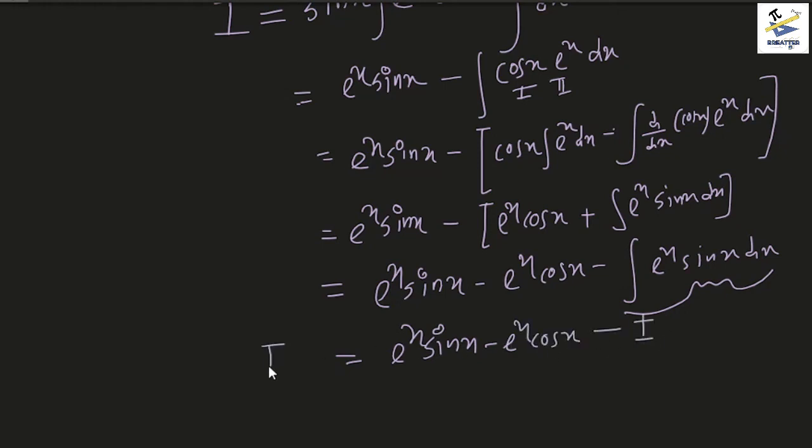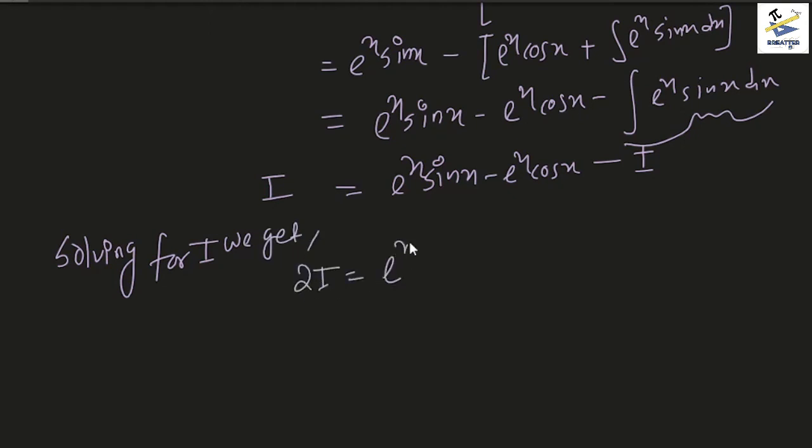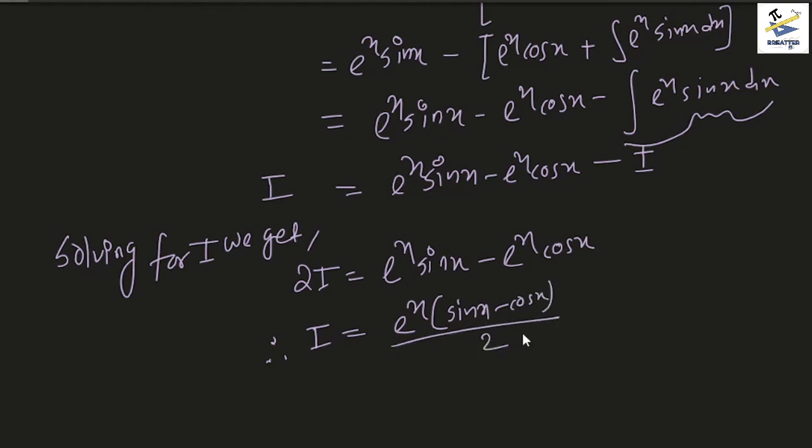and on the left hand side we have I. So solving for I, we get 2I equals e to the power x sin x minus e to the power x cos x. Therefore I is equal to e to the power x whole into (sin x minus cos x) by 2, and obviously there is a plus c, which is the answer.